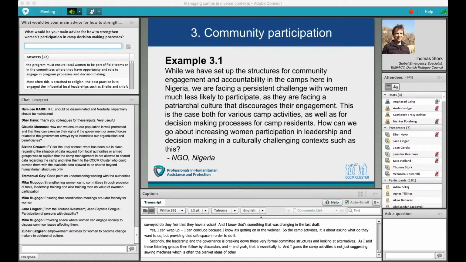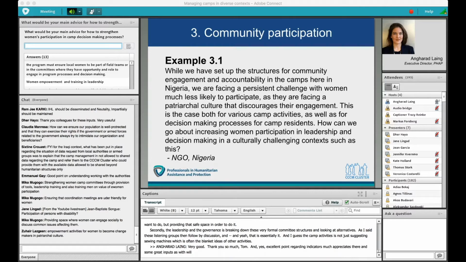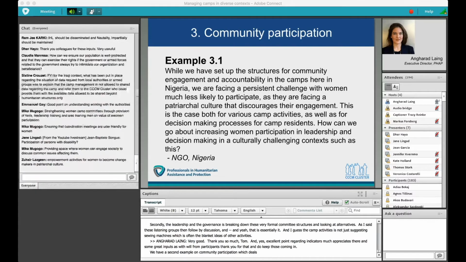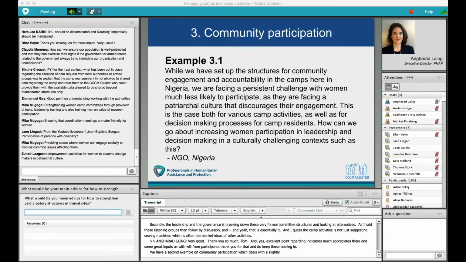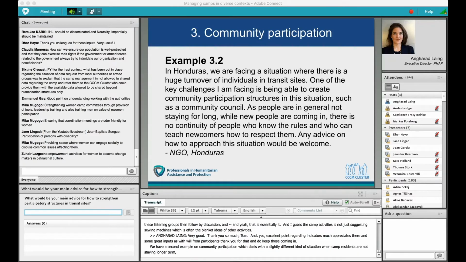And yes, excellent point regarding indicators. Much appreciated there. And some great inputs as well from participants. Thank you for that. And do keep those coming in. We have a second example on community participation, which deals with a slightly different kind of situation. When camp residents are not staying longer term, maintaining participatory structures becomes more challenging. A participant working with an NGO in Honduras writes the following.